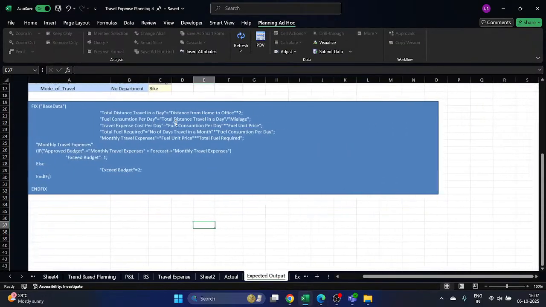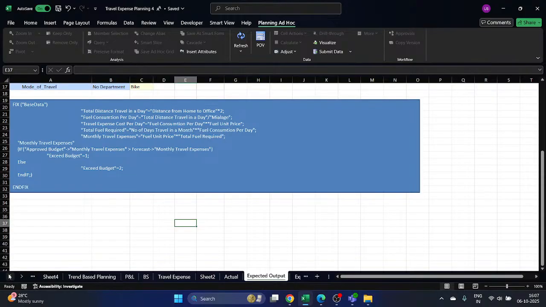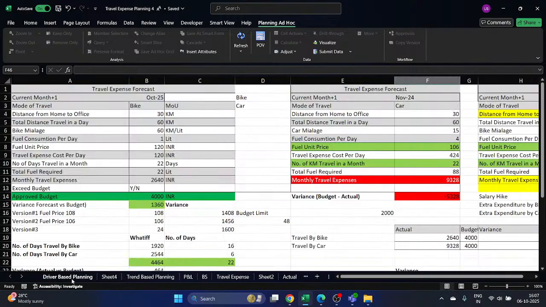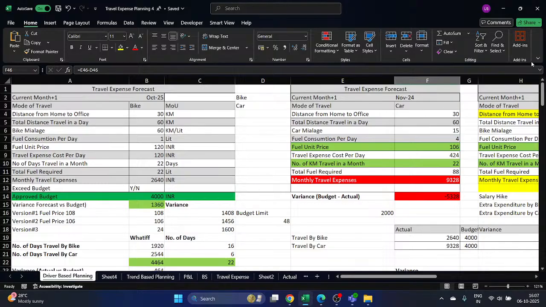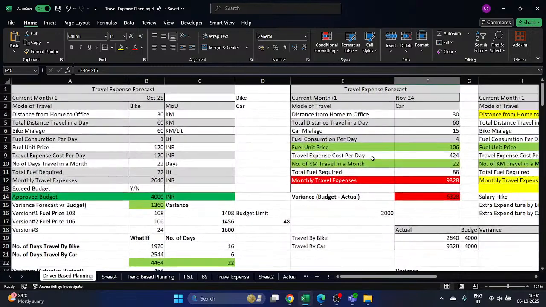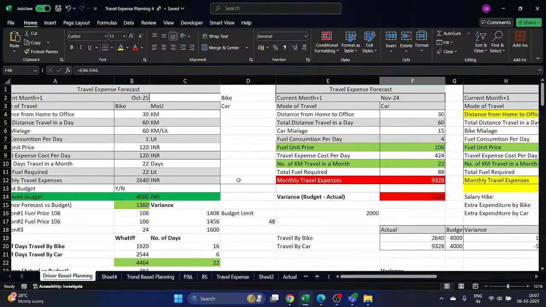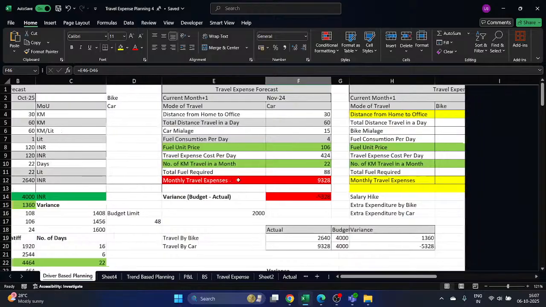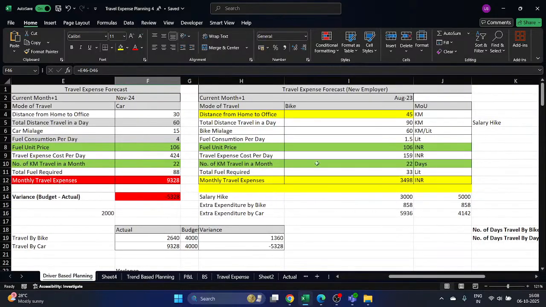Here I am trying to open it. Yes, so these are the sheets for driver based planning. This is the travel expense forecast for different modes of travel. We can see here the mode of travel is bike and car, and here the mode of travel is different.